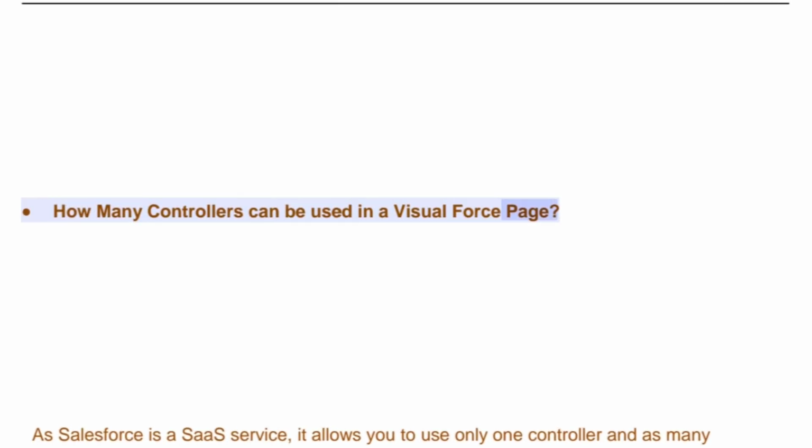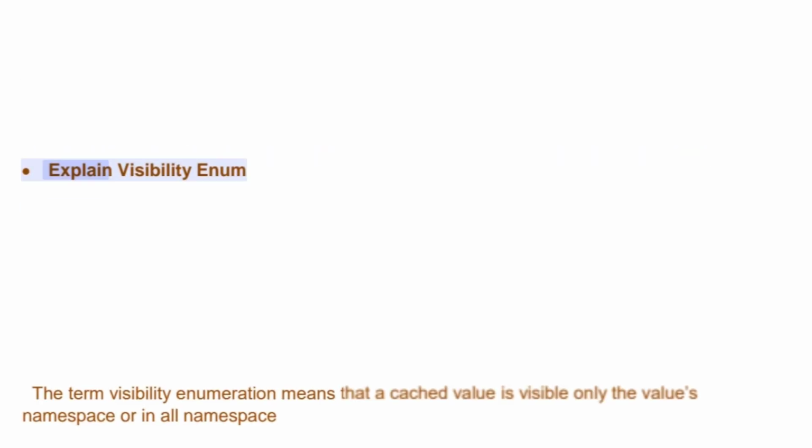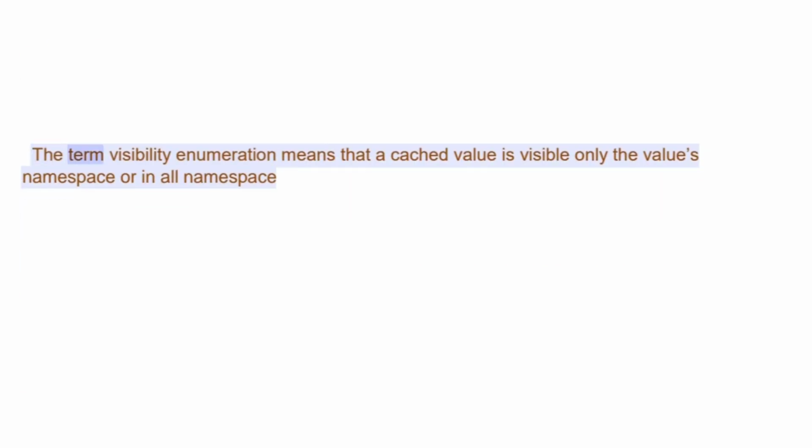How many controllers can be used in a Visualforce page? As Salesforce is a SaaS service, it allows you to use only one controller and as many extension controllers. Explain visibility enum. The term visibility enumeration means that a cached value is visible only in the value's namespace or in all namespaces.